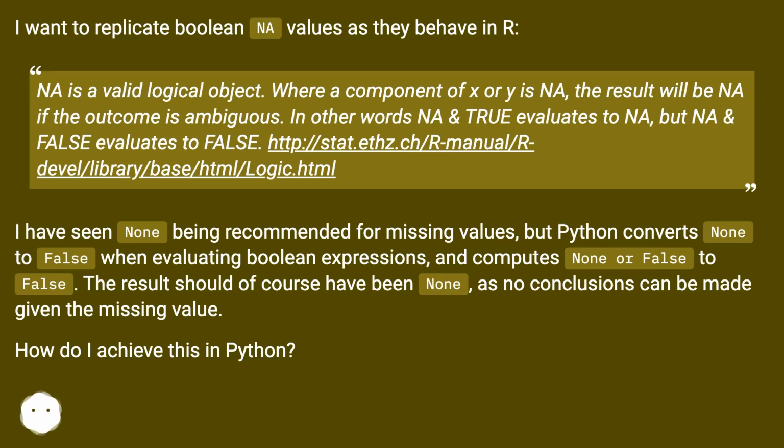In other words, NA & True evaluates to NA, but NA & False evaluates to False.